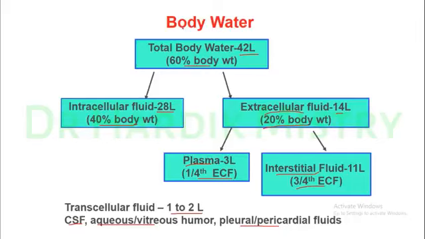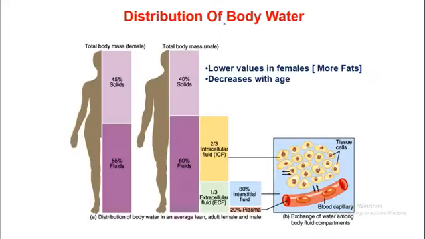Total body water is around 42 liters or 60 percent of the body weight, which is in the intracellular compartment and extracellular compartment, and it is the intracellular fluid and extracellular fluid. Extracellular fluid mainly covers the plasma and interstitial fluid. Distribution of body water.